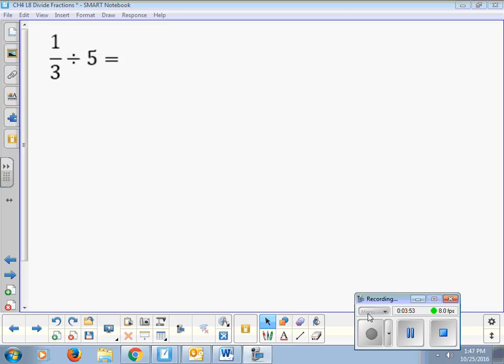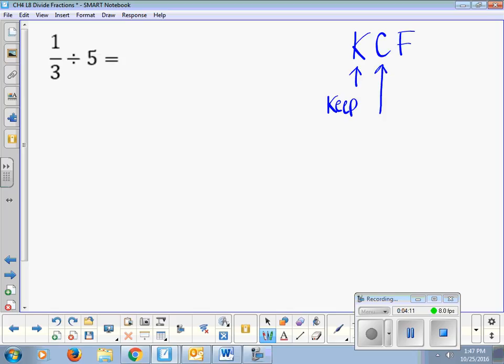If we move on to our first example, we have 1/3 divided by 5. What 3 letters do we use for dividing fractions? KCF. Our K means keep. Keep, change, flip. Before I do anything, how do I write 5 as a fraction? Over 1. And then I want to KCF.